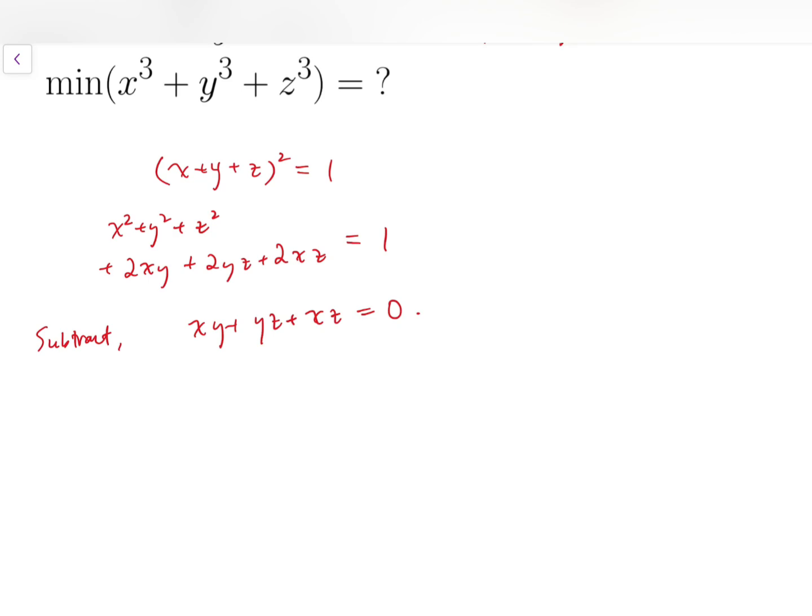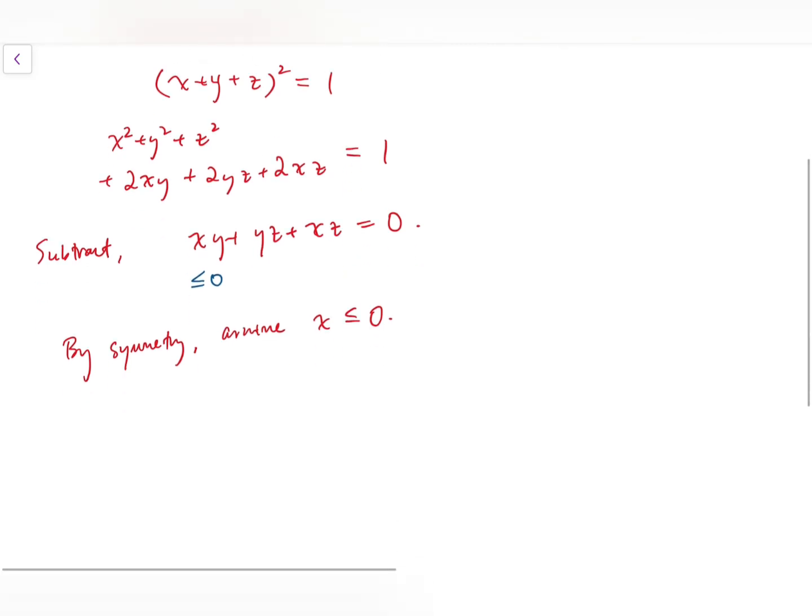Now from this, at least one of xy, yz, and xz is non-positive because the sum of these three terms is 0. And from this, we know that at least one of x, y, and z has to be non-positive, so that, say, the product xy can be non-positive. Then by symmetry, I'm going to assume x to be the unknown that is non-positive.